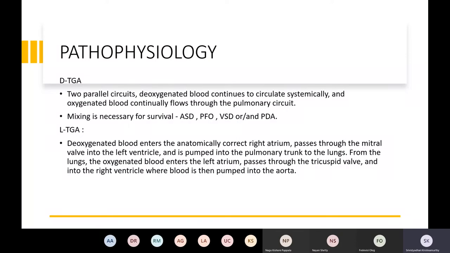Now, as opposed to this, in the corrected TGA, the left ventricle is transposed onto the right ventricle, and the pulmonary artery comes off from the left ventricle and is in line with the right atrium. Still, the normal circulation happens, and oxygenated blood can go across the body normally. So the presentation doesn't necessarily happen in the neonatal period. The presentation happens later in life because the right ventricle cannot cope with the systemic pressure.